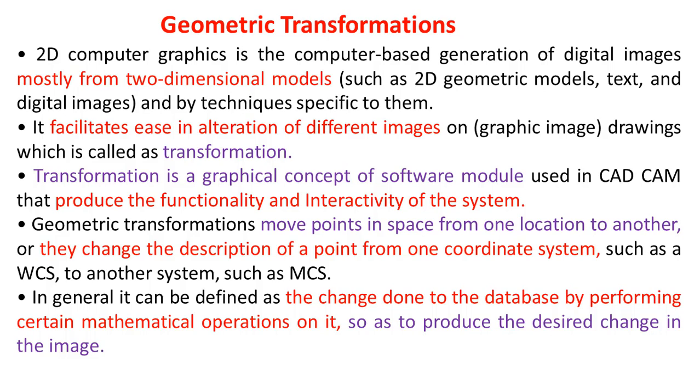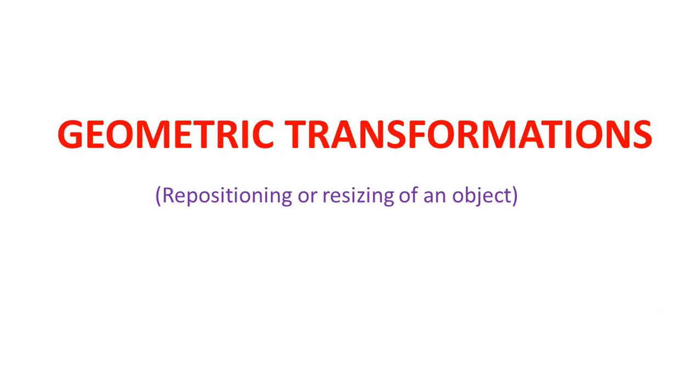Also, somewhere we want to rotate that drawing. Okay, so like that, different changes are required. So that can happen with the help of certain mathematical operations so that the desired change can be obtained in that particular image. So simply you can say that geometric transformation is the repositioning or resizing of an object.